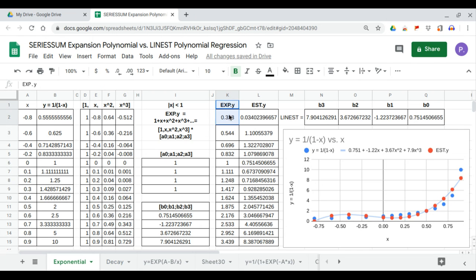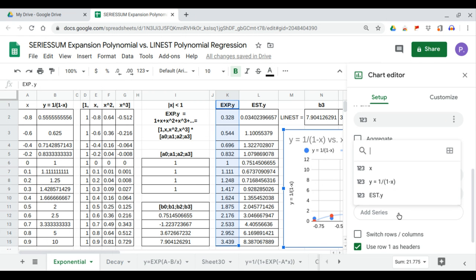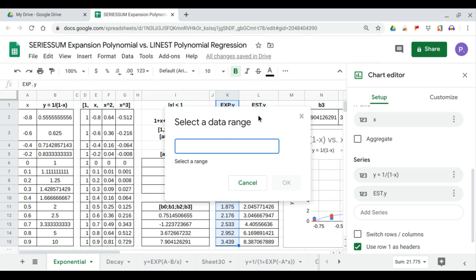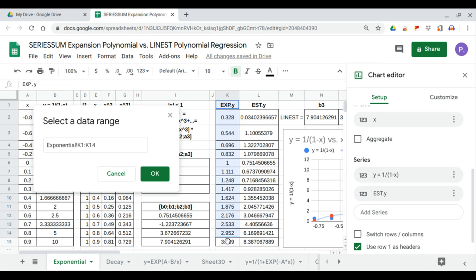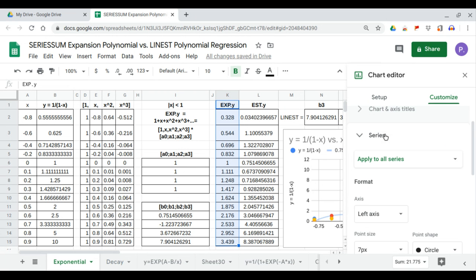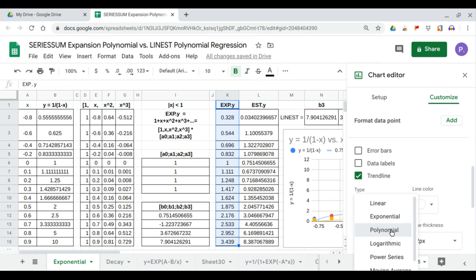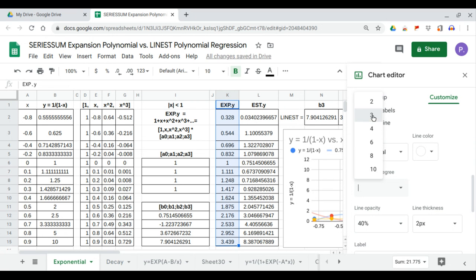And we insert this expansion y into our chart. So in our chart, for expansion y, we add a series. We choose this range. And we show the trend line, the polynomial trend line raised to the power 3, as label.